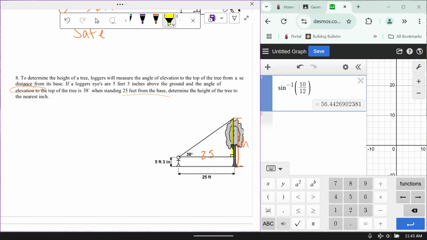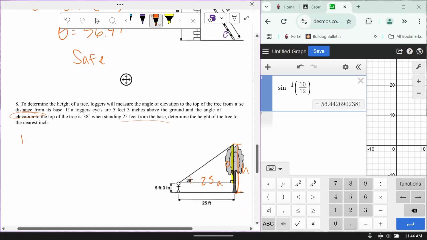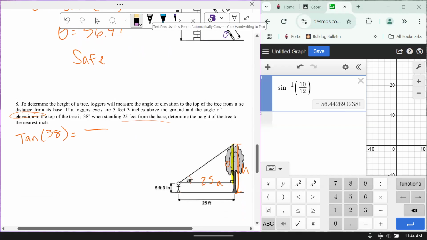So let's set it up. To find the height first, this would be opposite, and then this is adjacent of our 38 degrees. So opposite and adjacent would be TOA, right? So that would be tangent of 38 equals opposite. We're not going to leave that as opposite because you guys may think that's a 0. We'll call it X, over 25.